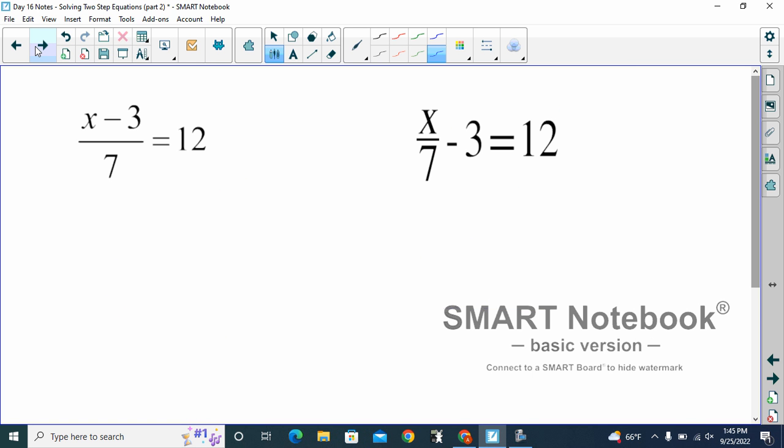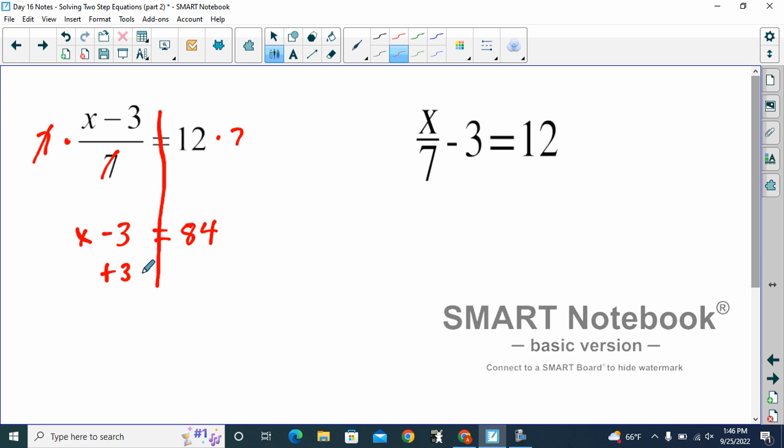Example 2, two similar problems here. X divided by 3, x minus 3, and then divided by 7. So the first thing I need to undo is the divided by 7. That's the last thing that happened. We're going to multiply both sides by 7. I get x minus 3 equals 12 times 7, which is 84. I undo subtraction by adding 3 to both sides. X equals 87.